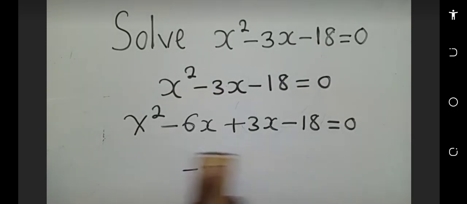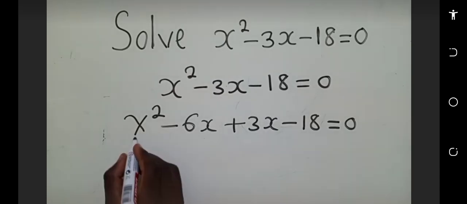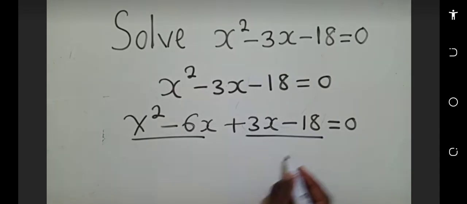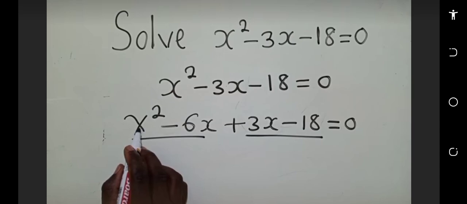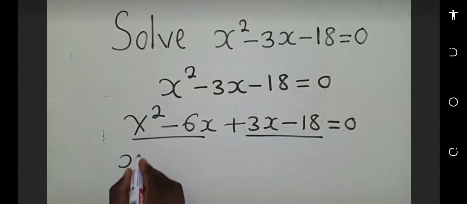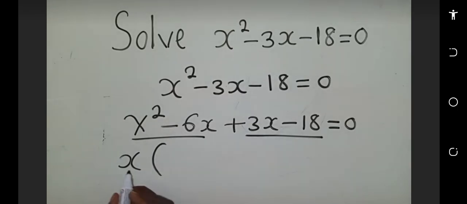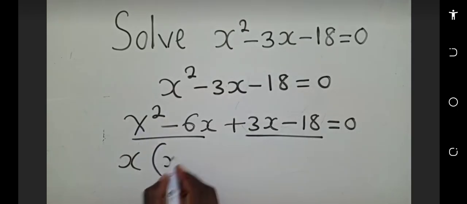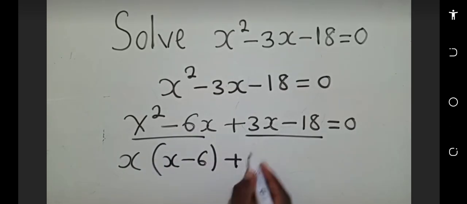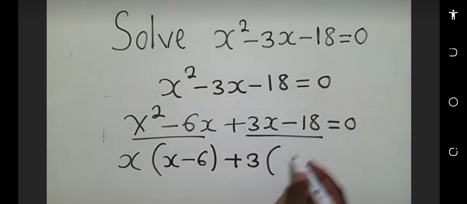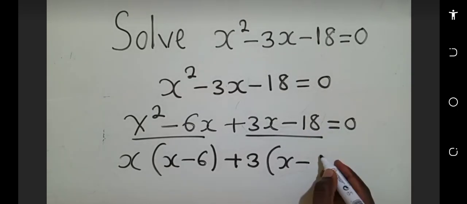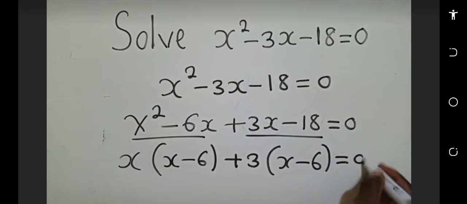When you do that, you factorize by grouping. So you group these two and these two. Between these two, which term is common? x is found here and x is also here. So write that x outside the brackets. x into x squared is x. x into negative 6x is negative 6. Then you say plus 3 here, because 3 can go into 3x, and it can also go into negative 18. We shall remain with x here, and then 3 into negative 18 is negative 6, which is equal to 0.